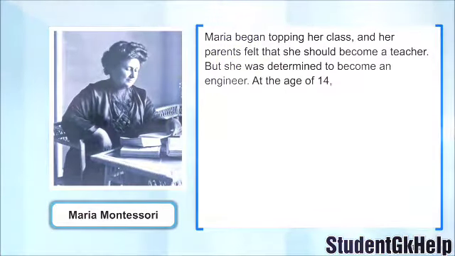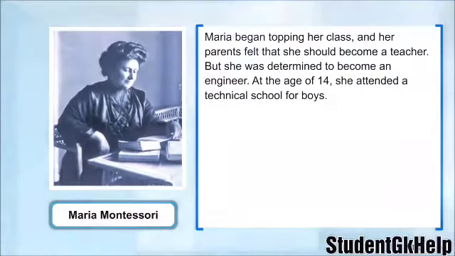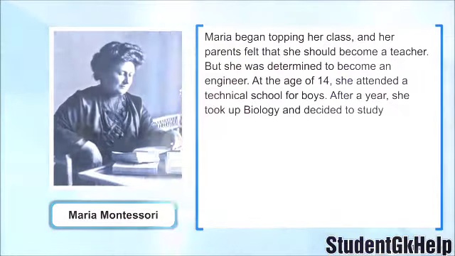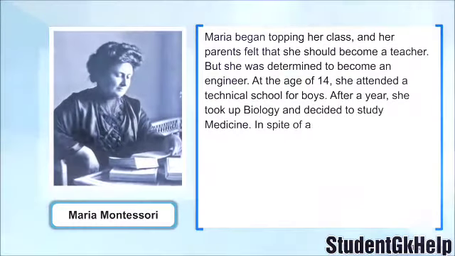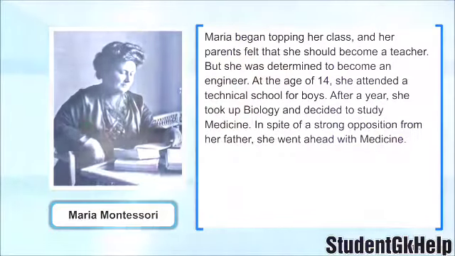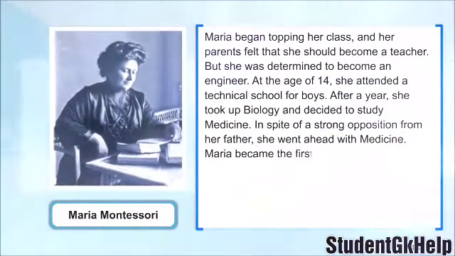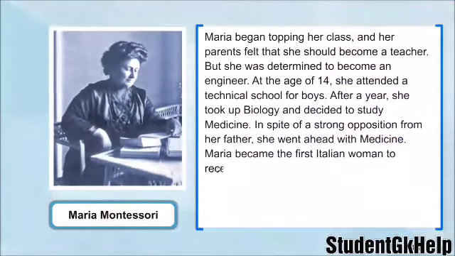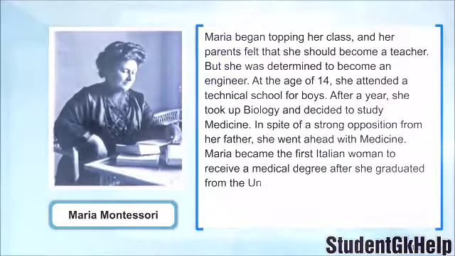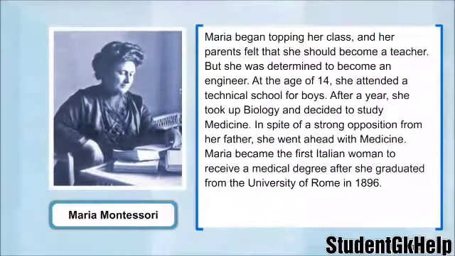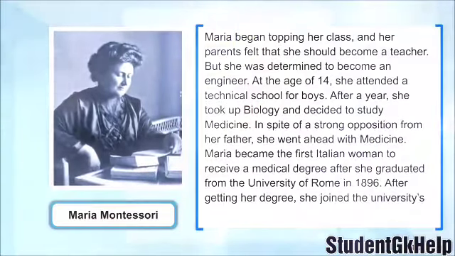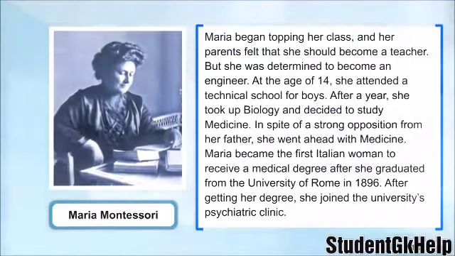At the age of 14, she attended a technical school for boys. After a year, she took up biology and decided to study medicine. In spite of a strong opposition from her father, she went ahead with medicine. Maria became the first Italian woman to receive a medical degree after she graduated from the University of Rome in 1896. After getting her degree, she joined the university's psychiatric clinic.